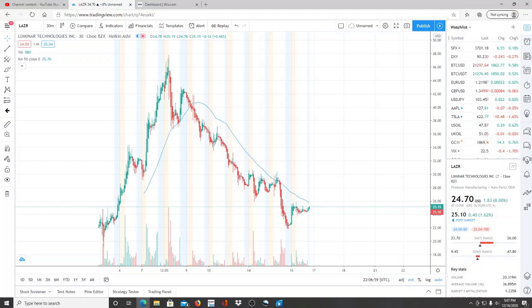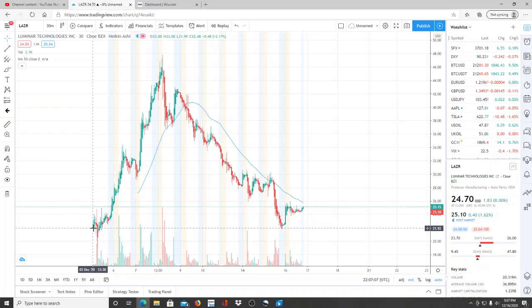So let's go ahead and see what Luminar Technologies Inc. is showing us. LAZR stock IPO'd December 3rd, and we're seeing that it's been rising up. It hit highs, right? The hype and speculation of $47, and it's been going back down, leveled off back to IPO pricing, and it hit lows here of about $21.84. We're currently sitting at $25.15.